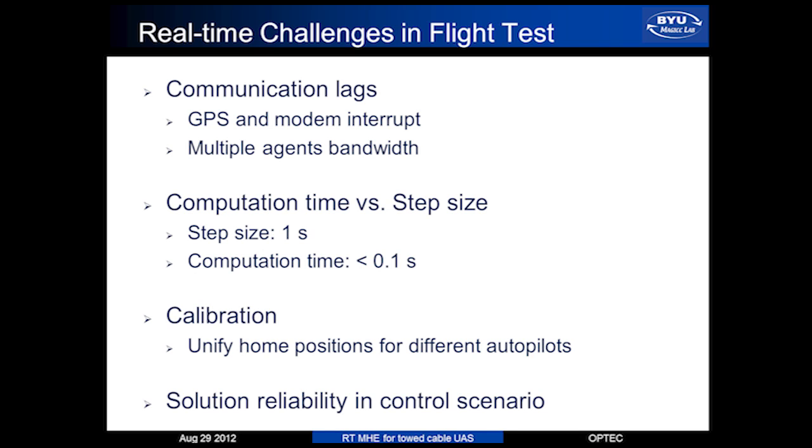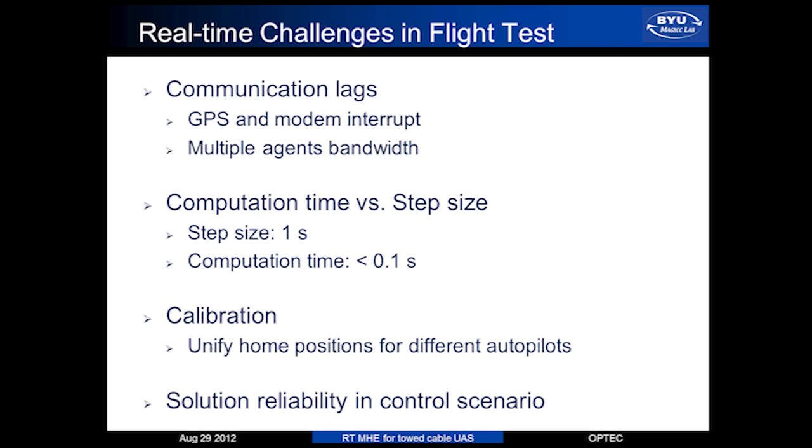The second is that this moving horizon estimation is optimization-method based, so the computation time should be considered. Based on our ground station, the computation time can be narrowed down to less than 0.1 seconds, and the step size we choose is 1 second. So the computation time is much smaller than the step size. That means one calculation can be completed within one step.